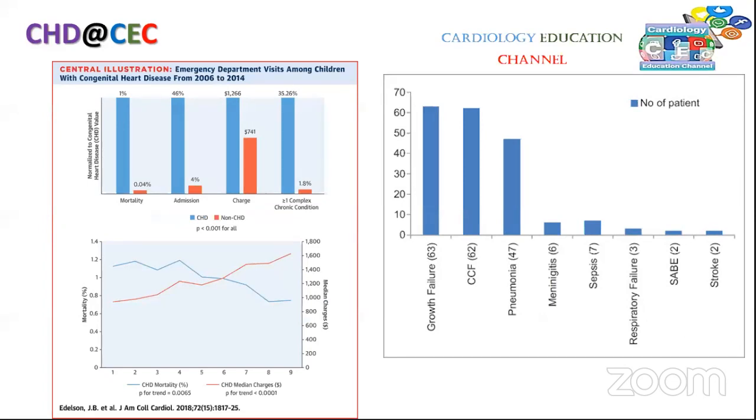Children with congenital heart disease have many problems. They present with more difficult presentations than infants without congenital heart disease, like graft failure, pneumonia, and meningitis. They tend to have higher mortality, a higher rate of admission, and a higher rate of chronic conditions and complexity. And they tend to return to the hospital more.